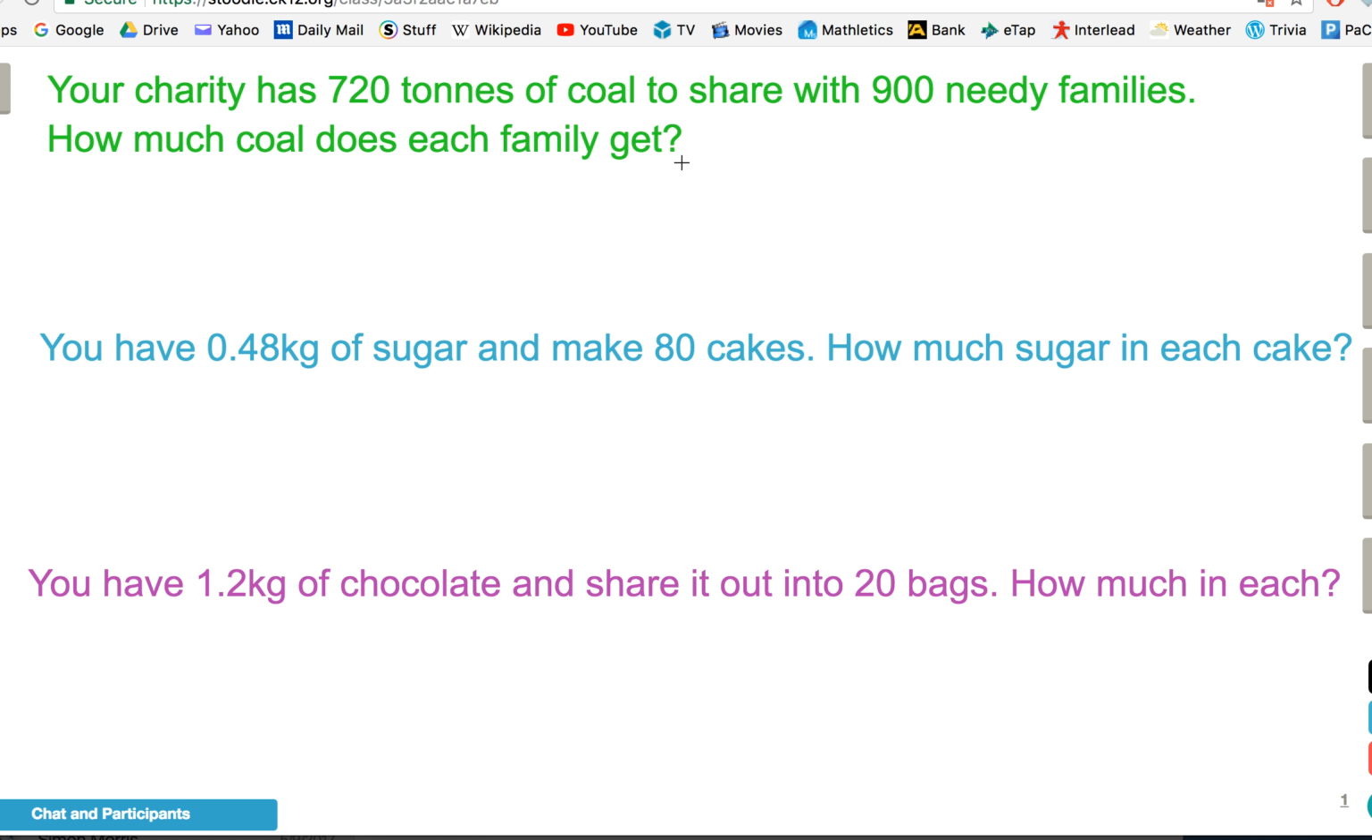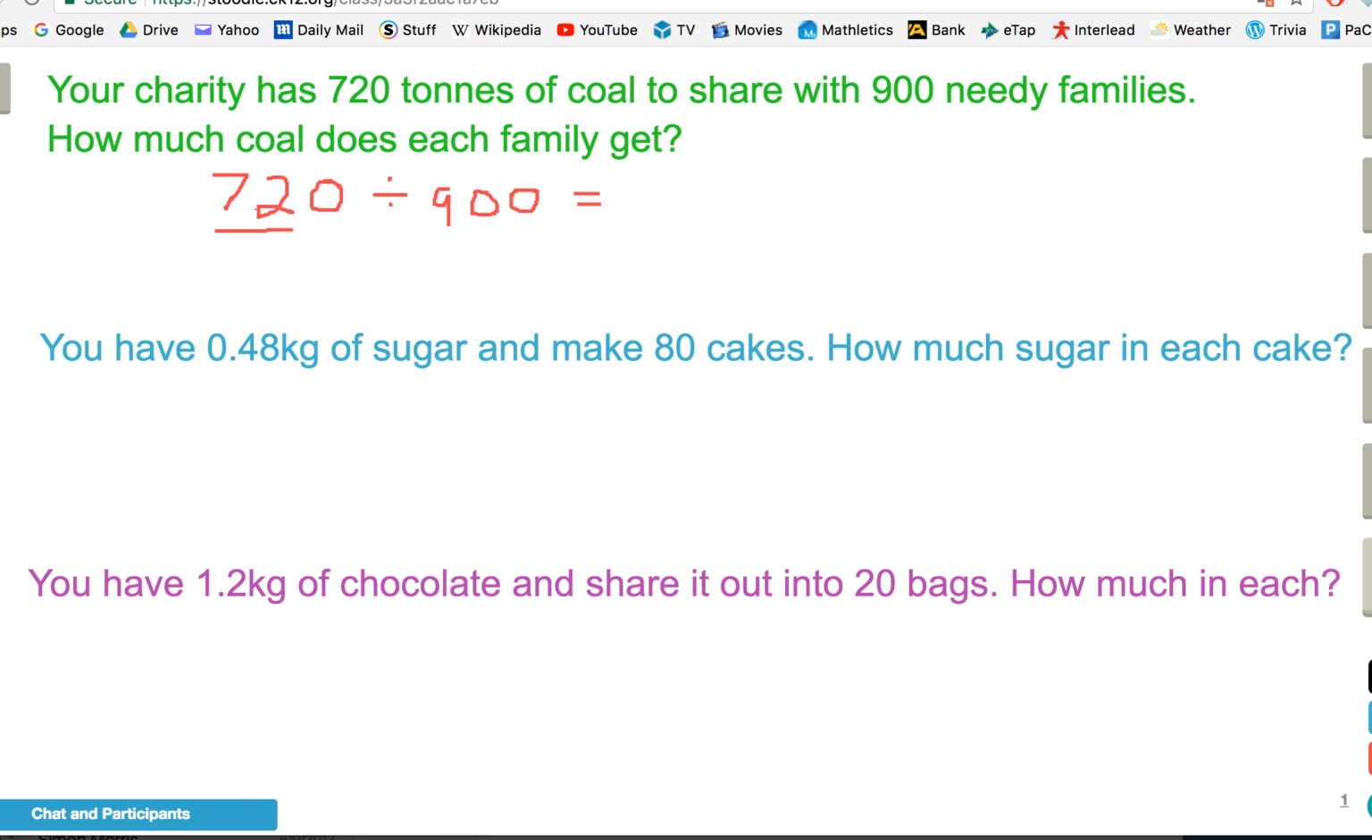So, your charity has 720 tons of coal to share with 900 needy families. How much coal does each family get? So this is obviously a sharing question. We can see sharing in the question there, so it's obviously division. 720 tons shared between 900 families.